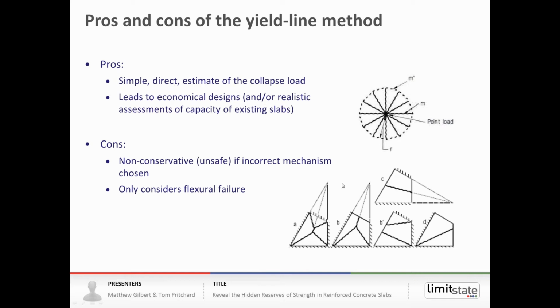The downsides: if you choose the incorrect mechanism, then you will end up overestimating the true capacity. Another downside is it only considers flexural failure, so it doesn't, for example, warn you about shear failure, and it doesn't provide information about deflections prior to collapse.